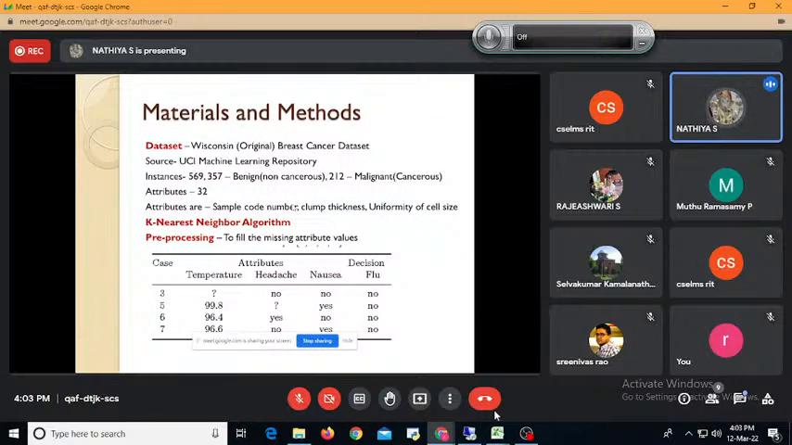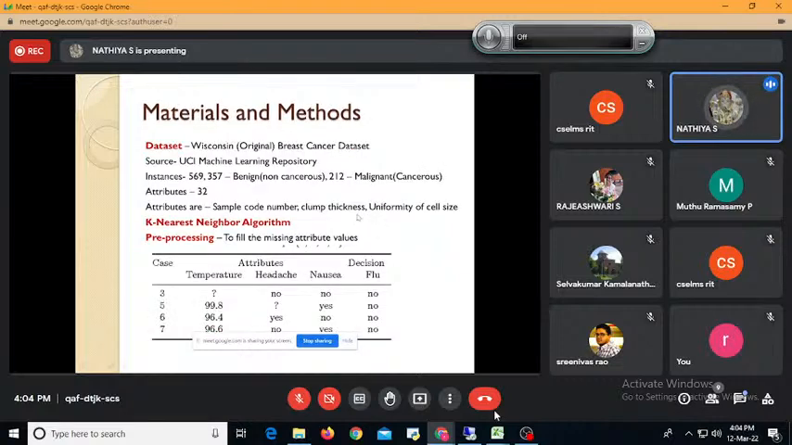So in my research work, I have used the following methods. First is the data set. The data set I have used is from the UCI machine learning repository. My data set name is Wisconsin original breast cancer data set. Here the classification value is cancerous and non-cancerous, where non-cancerous means benign and cancerous is malignant. They have 32 attributes in total. The sample code number, thickness, and uniformity of cell size are some of the attributes.